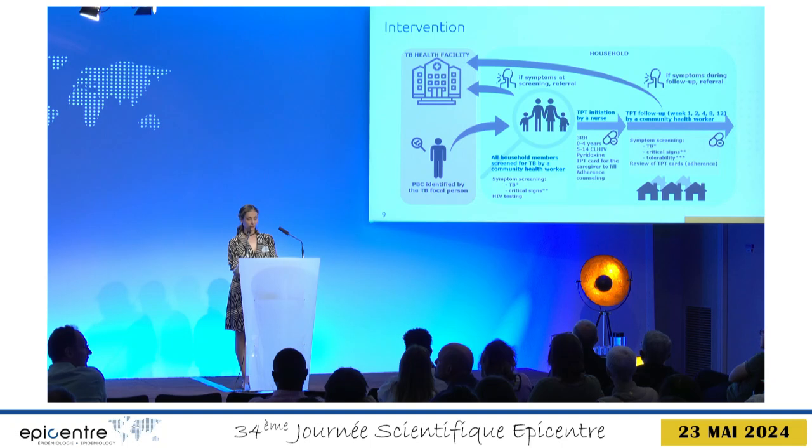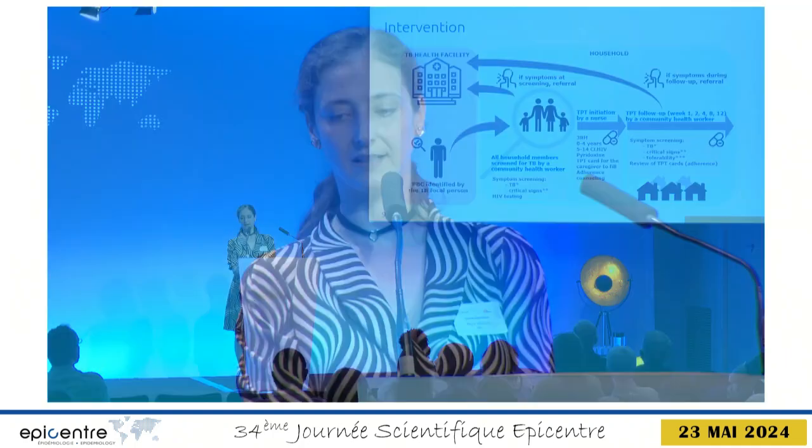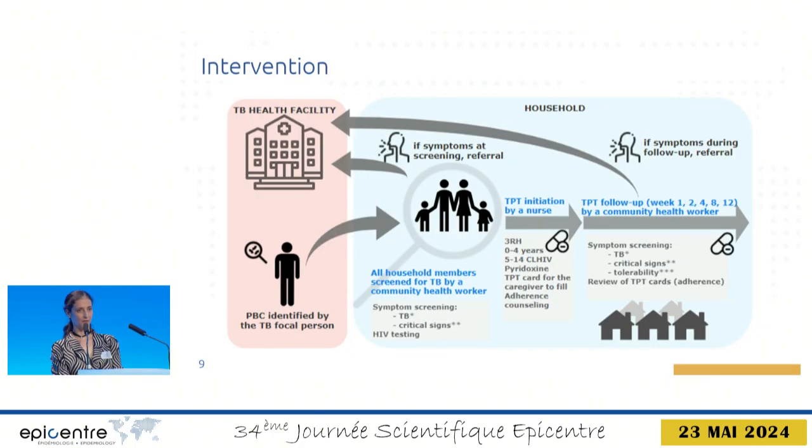In the intervention arm, the index case is diagnosed in the health facility, but after this, we send a team to the household to screen all household members. So we screen for TB symptoms and also for critical signs in case any child has important critical signs and needs to be referred for a health assessment. And also we propose HIV testing to everyone. If there are symptoms, the household contacts are referred to the health facility for investigations that are available there.